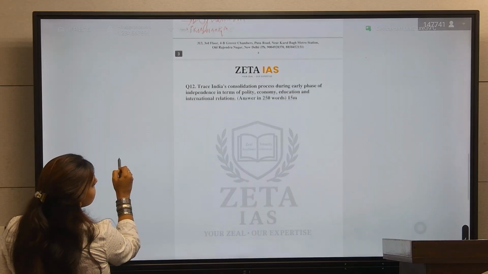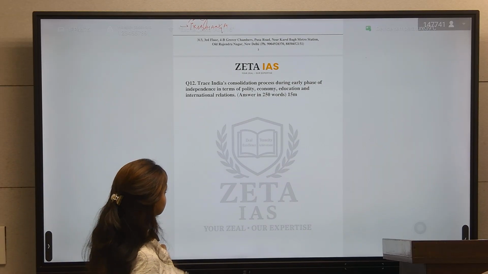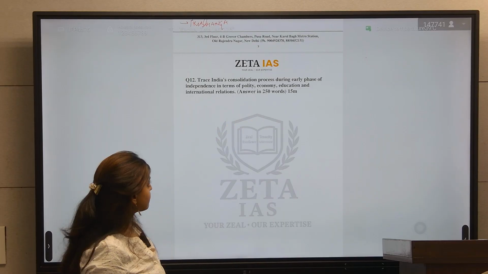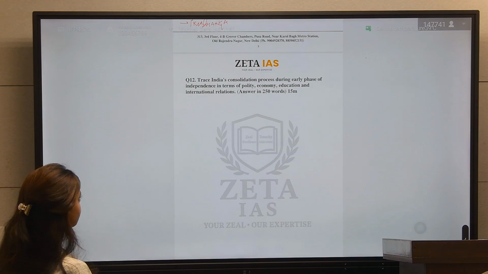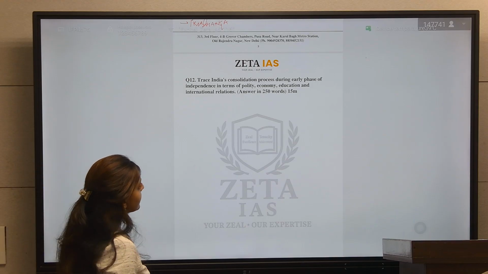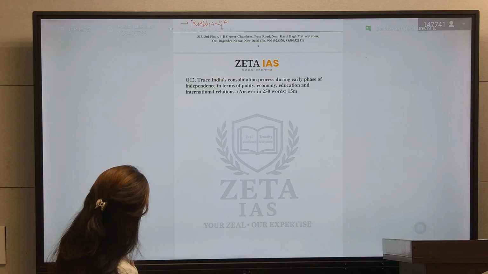Next is the question of post-independence. So this is a long question for 250 words. Trace India's consolidation process during early phase of independence in terms of polity, economy, education and international relations.